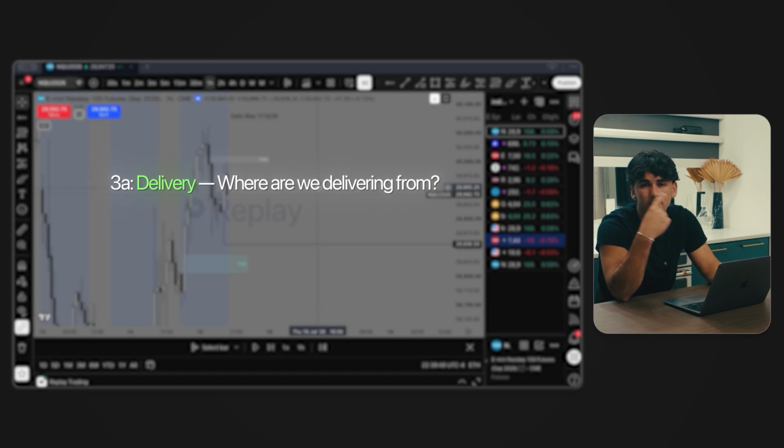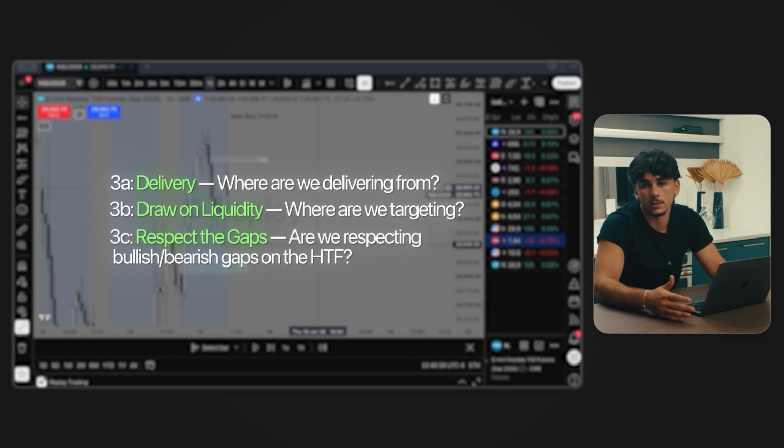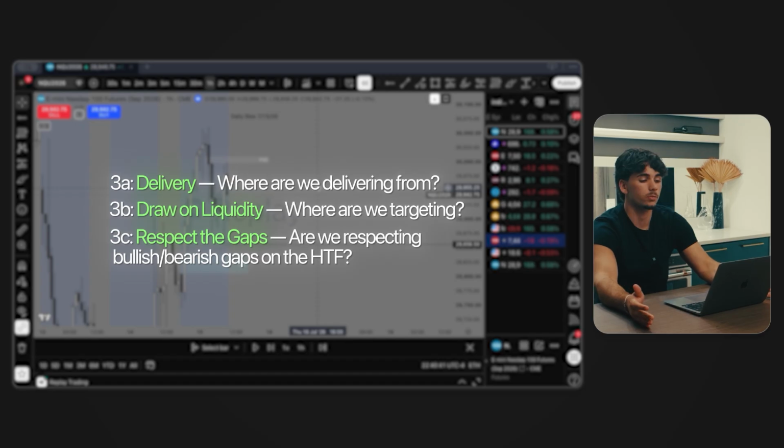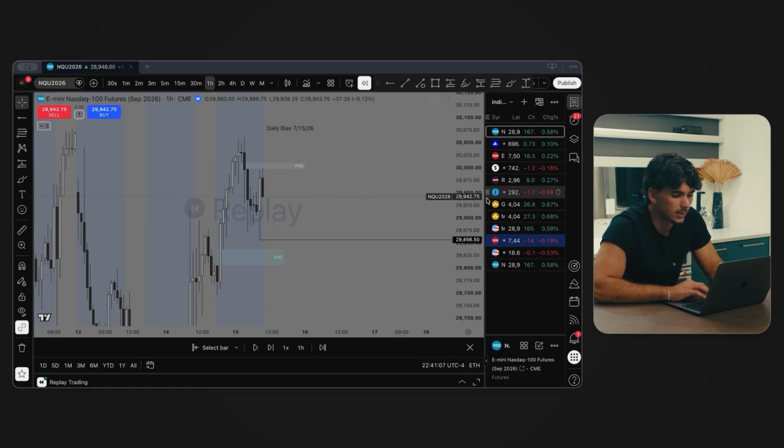First, I need a delivery. Where are we delivering from? Are we sponsored by a higher time frame gap, SMT, whatever it is? What are we delivering from in order to go in the way we want it to go? Secondly, most important, draw on liquidity. Where are we targeting, right? Because you can't just think price is just gonna keep going. You can't just put a trailing stop and wherever it goes, it goes. You need a spot where it's gonna magnet towards. Third, I'm gonna look at, are we respecting bullish or bearish gaps on the higher time frame? I like to look at the 4 hour, 1 hour, and 30 minute when I look for that system. So before we keep going through those steps, let me take you through them step by step in a real experience.